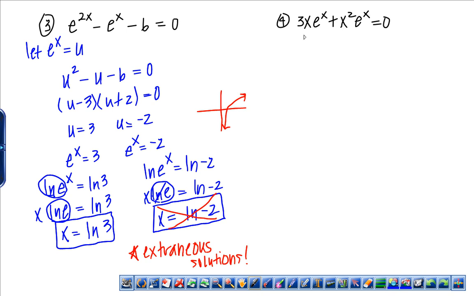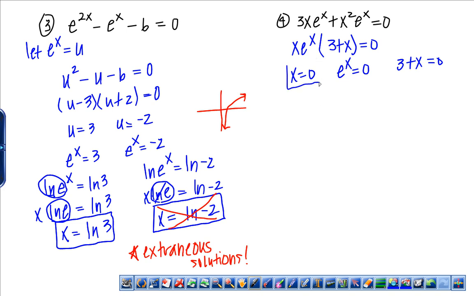Okay, my next problem, it looks like I can take out a common factor. How about x and e to the x? That leaves me with 3 plus x is equal to 0. And I'm going to set each one of these equal to 0. I'm going to set x equal to 0. I'm going to set e to the x equal to 0 and 3 plus x equal to 0. These are two different variables, so I'm going to set them each to 0.